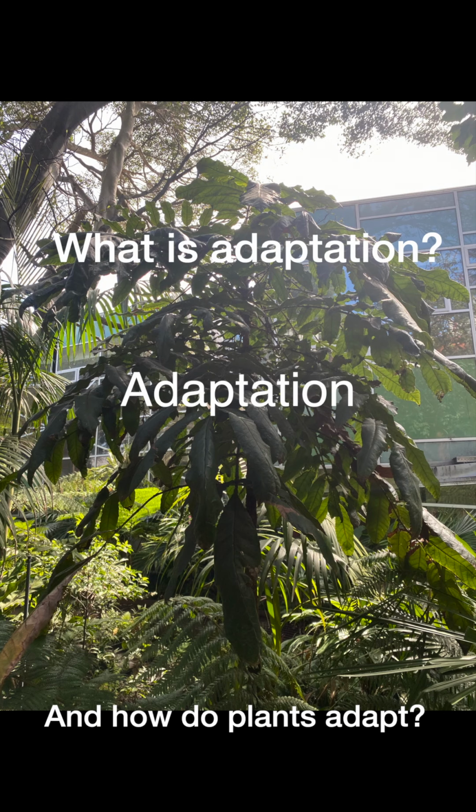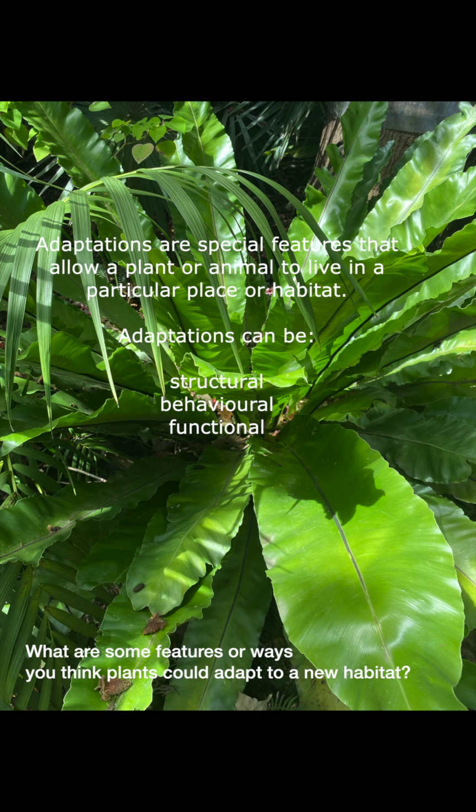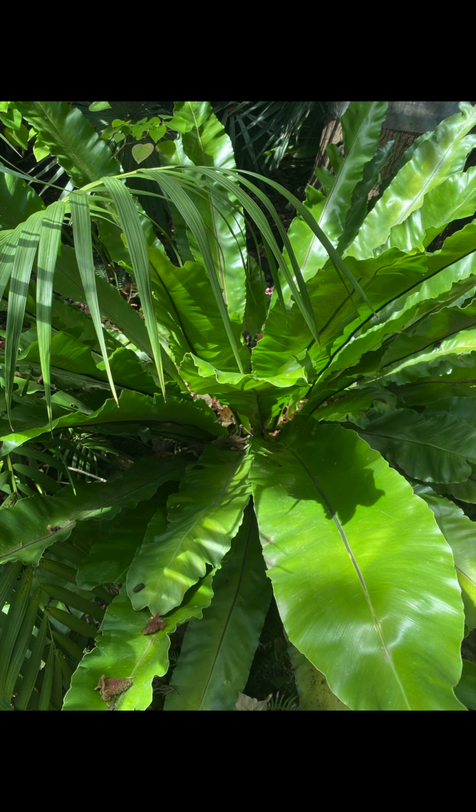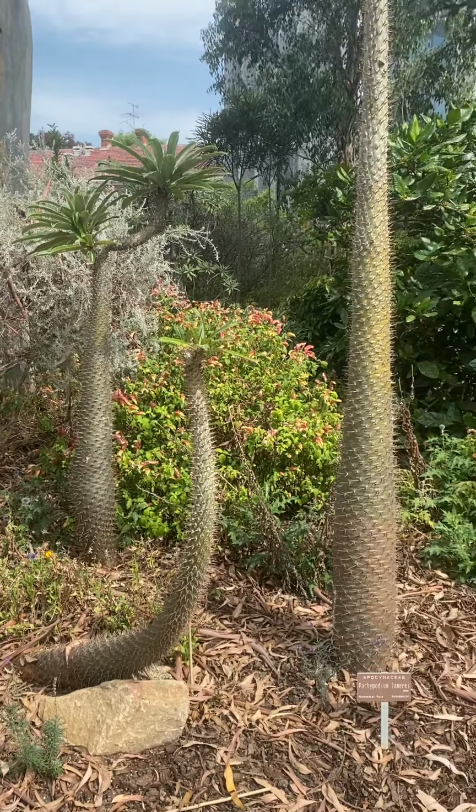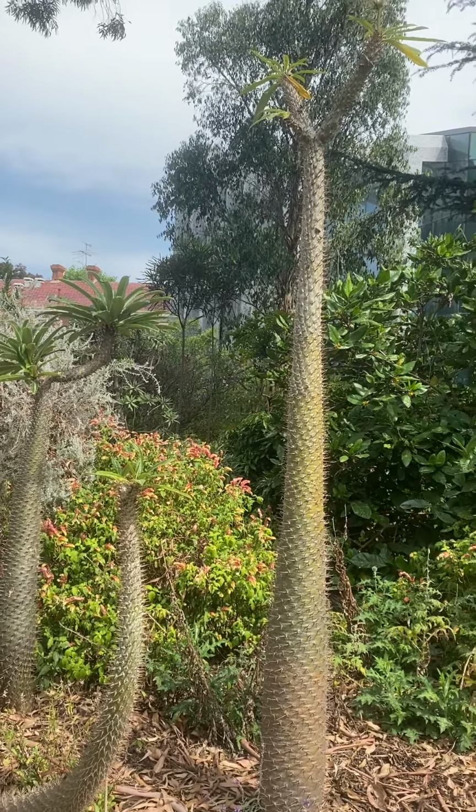First, we will recap what is adaptation. Adaptation is the process which enables organisms to adjust to their environment to ensure survival. Plants have adaptations to help them survive, both live and grow, in different areas. Adaptations are special features that allow a plant or animal to live in a particular place or habitat. These adaptations might make it very difficult for the plant to survive in a different place. This explains why certain plants are found in one area but not in another.